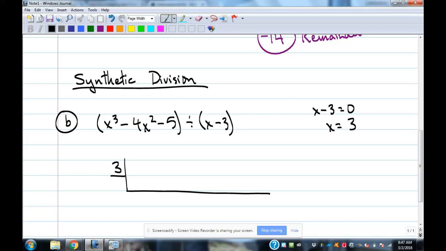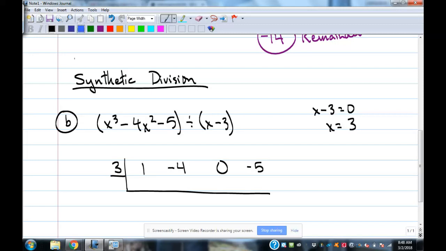And then what you're dividing into is going to be the coefficients of this polynomial. Coefficients means numbers in front. So 1, -4. Then we've got that missing piece again. We don't have that x squared, so we put a 0 in its place, and then a -5.